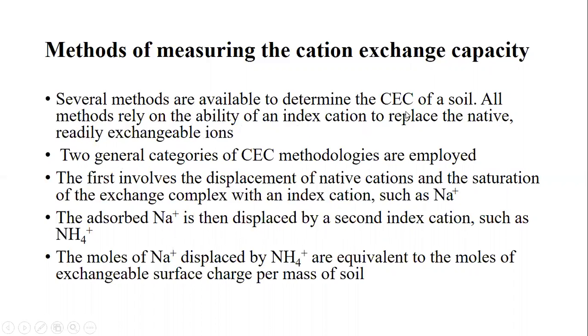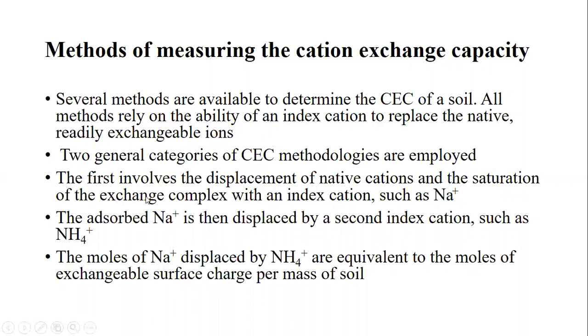We know that the soil colloids will have many native exchangeable ions, different ones, and that will change from one soil to another. So first, we have to rely on the ability of an index cation we choose to replace all the native exchangeable ions that are on the soil colloids, to remove them, to replace them, to exchange them. Two general categories of CEC methodologies are employed. They depend on the different methodologies.